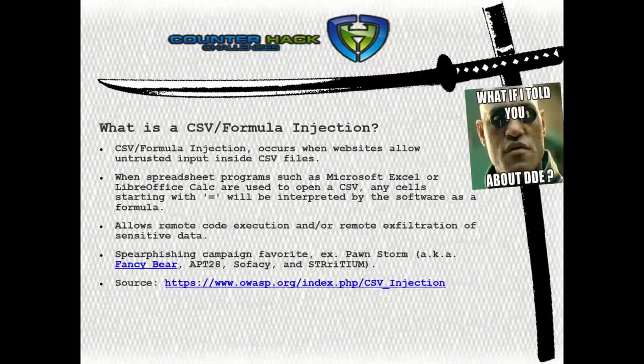So what exactly is a CSV injection and why should you care? According to OWASP, a CSV injection occurs when websites allow untrusted input inside CSV files. This is common among websites with input forms exportable as CSV that allow command strings, which spreadsheet software such as Excel or LibreOffice interpret as a formula. It provides a vector for remote code execution or remote exfiltration of sensitive data. It is a spear phishing advanced persistent threat favorite among high-profile attacks by sponsored groups and red teams alike.